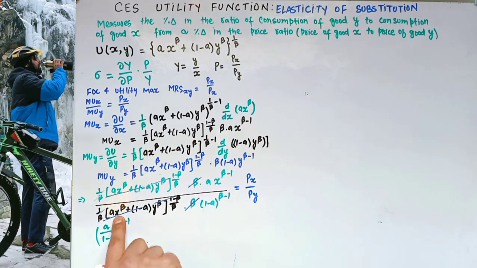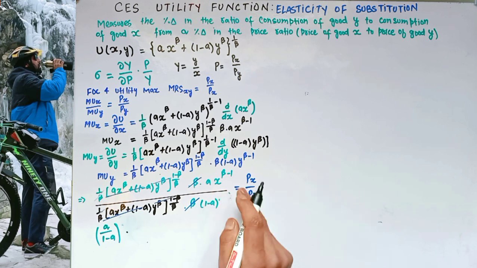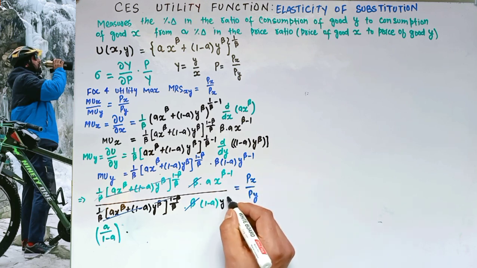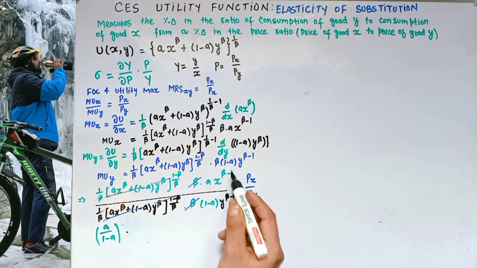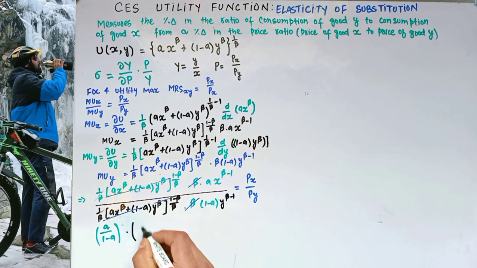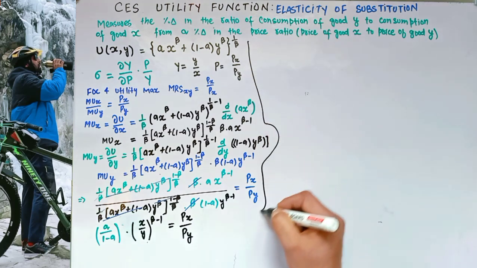Sorry, it is not raised to the power of anything. We have x and 1 upon a. Let me see if I am doing this correctly. Here we actually have y raised to the power beta minus 1. Sorry for this mistake. So we have x raised to the power beta minus 1, y raised to the power beta minus 1. I can write it in this fashion: x upon y raised to the power beta minus 1 should be equal to the price of x upon the price of y. I hope I am making myself clear here.